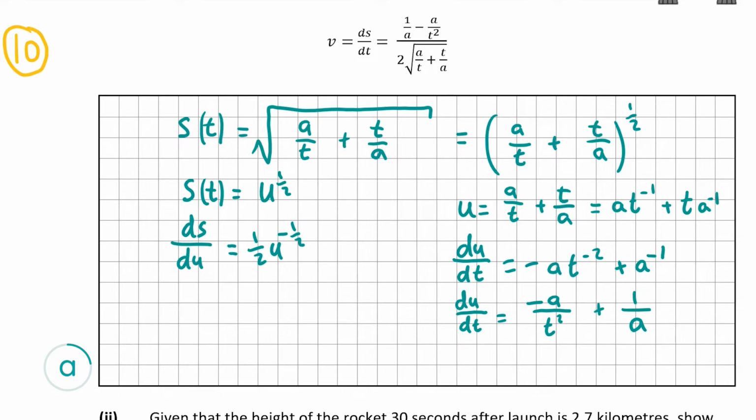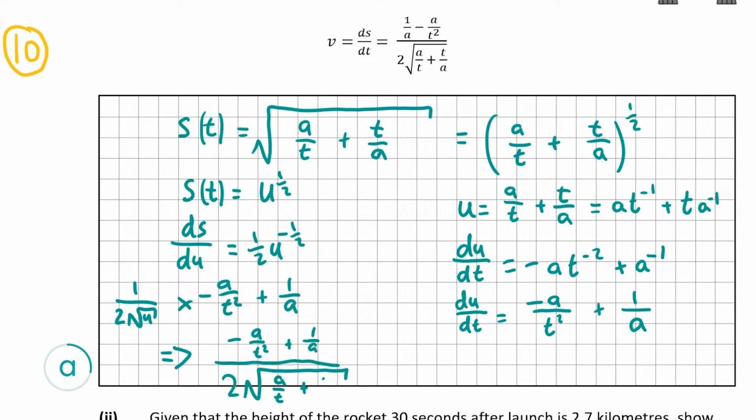I've already got my ds/du. So now I'm going to multiply my ds/du by my du/dt. A half u to the power of minus a half is the same thing as 1 over 2 square root of u. And I'm going to multiply that by minus a over t squared plus 1 over a. Now substituting in a over t plus t over a for u, and multiplying minus a over t squared plus 1 over a on top, I'll be left with minus a over t squared plus 1 over a, over 2 square root of a over t plus t over a.